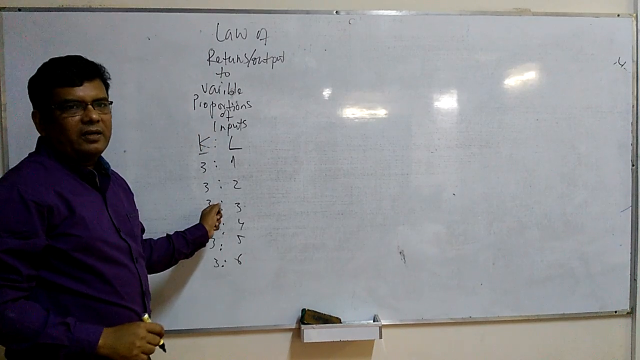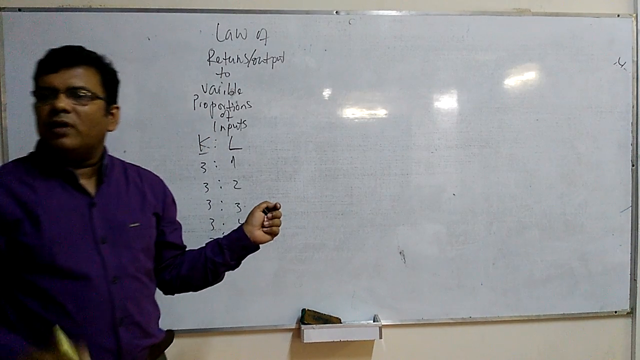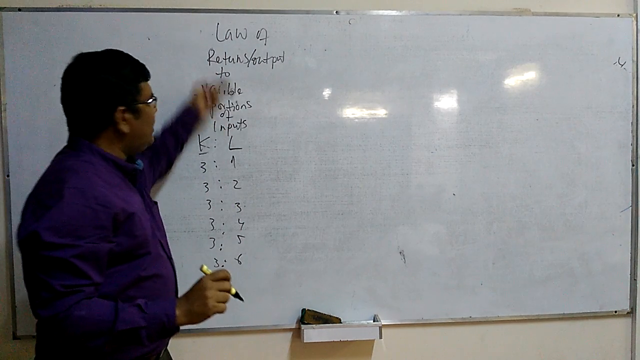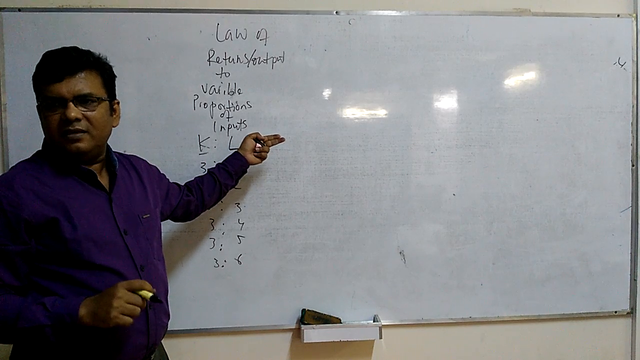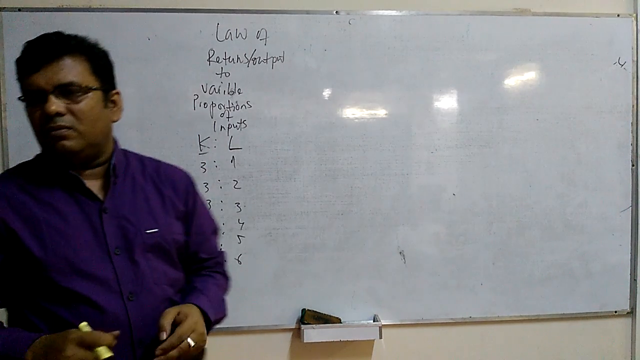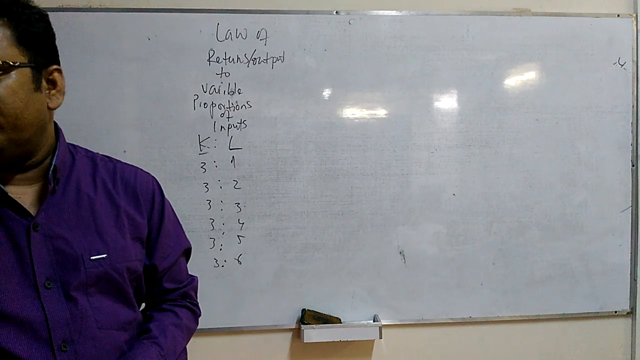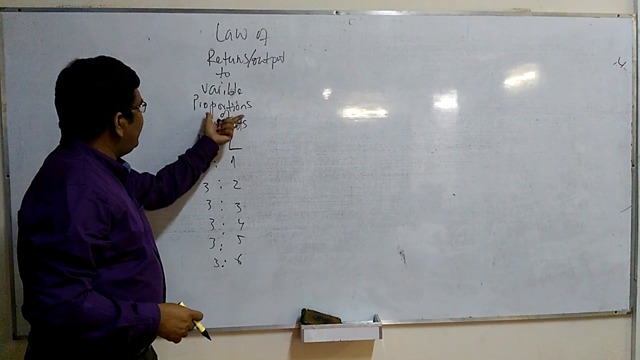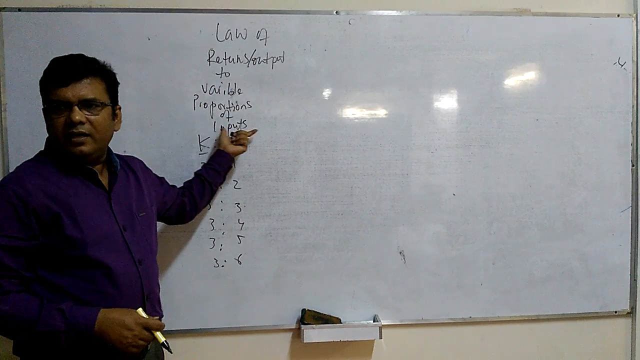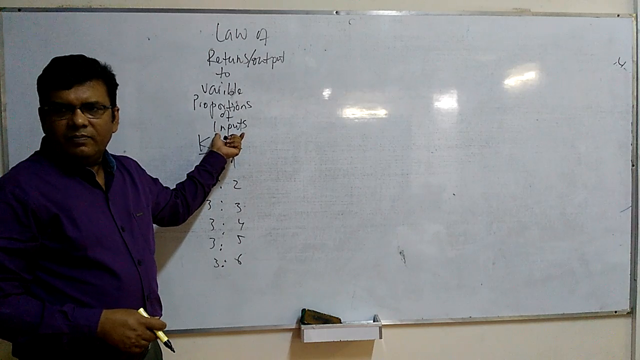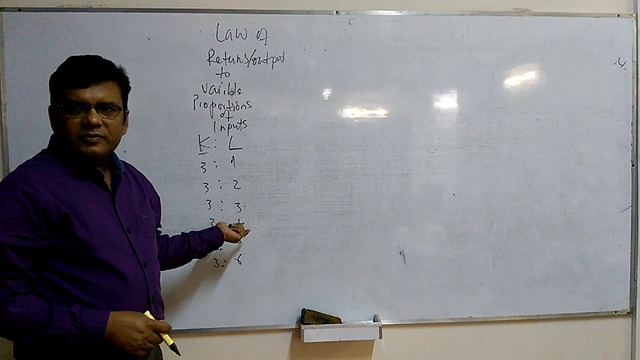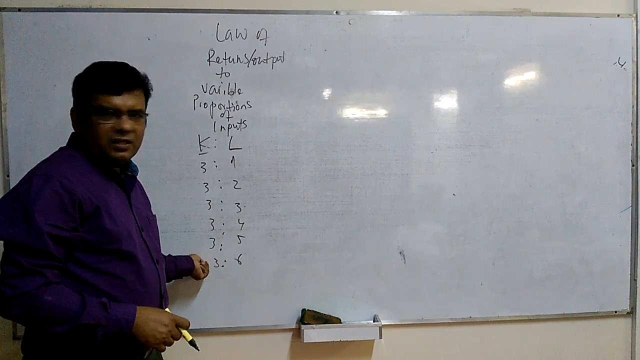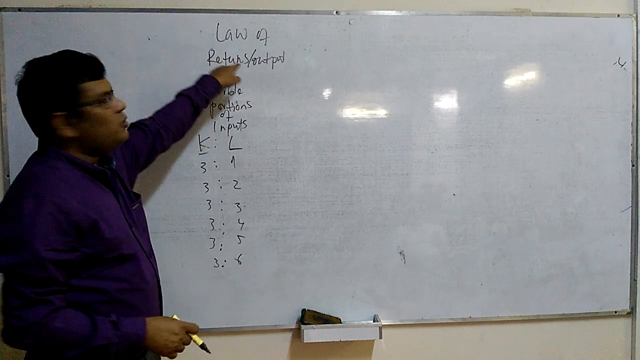So in the short run, that means what? In the short run we find the output is coming in different rates. So what does it mean? If you just write the law of variable proportion, what does it mean? Variable proportion means, if we keep all other factors fixed and change only one factor, what happens to our output?